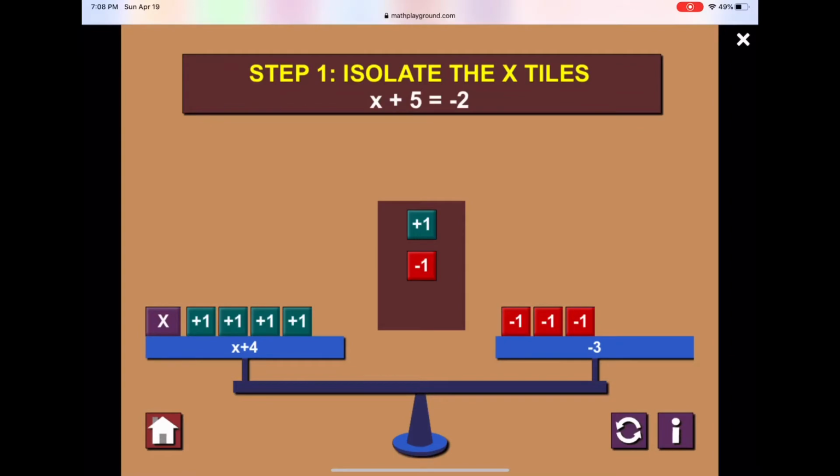Whoa, did you see that? What happened? Let me do it one more time. There's 2 -1s. One -1 is going on the left side and one -1 is going on the right side. Why do you think that is?